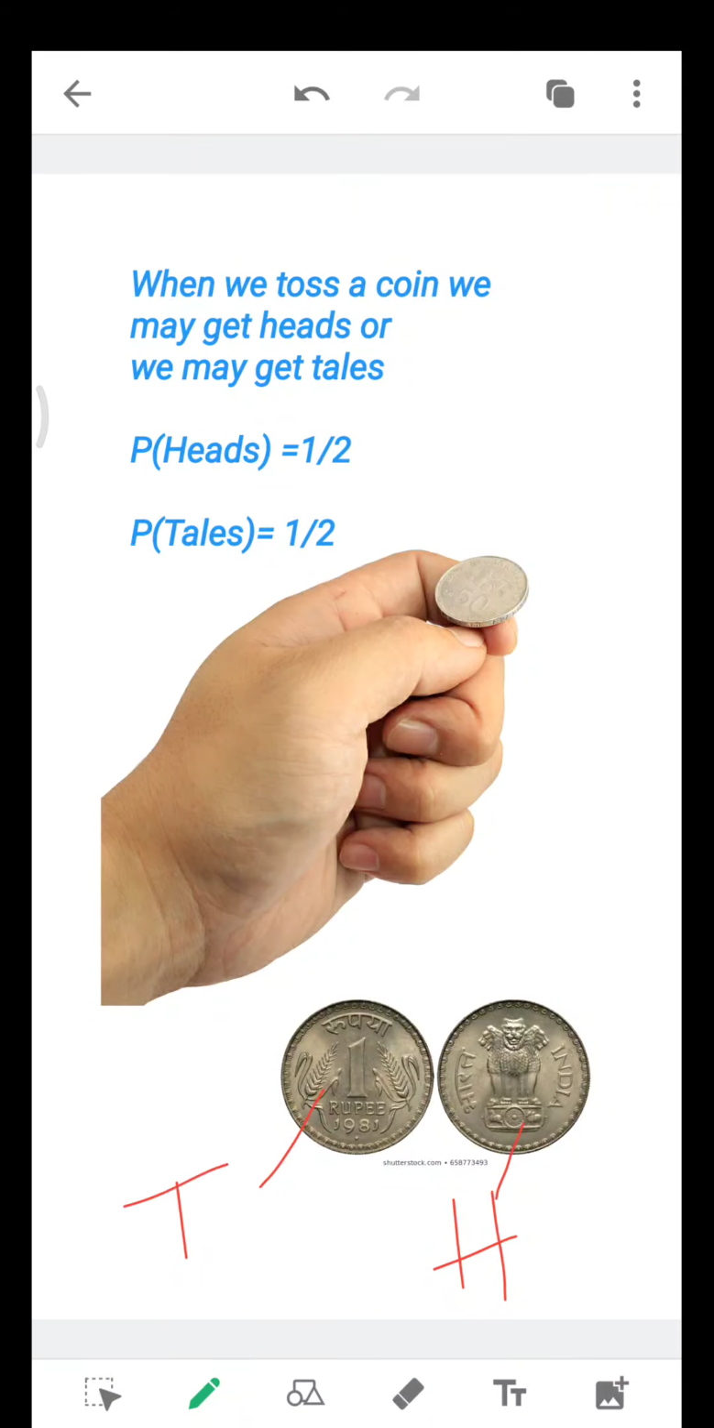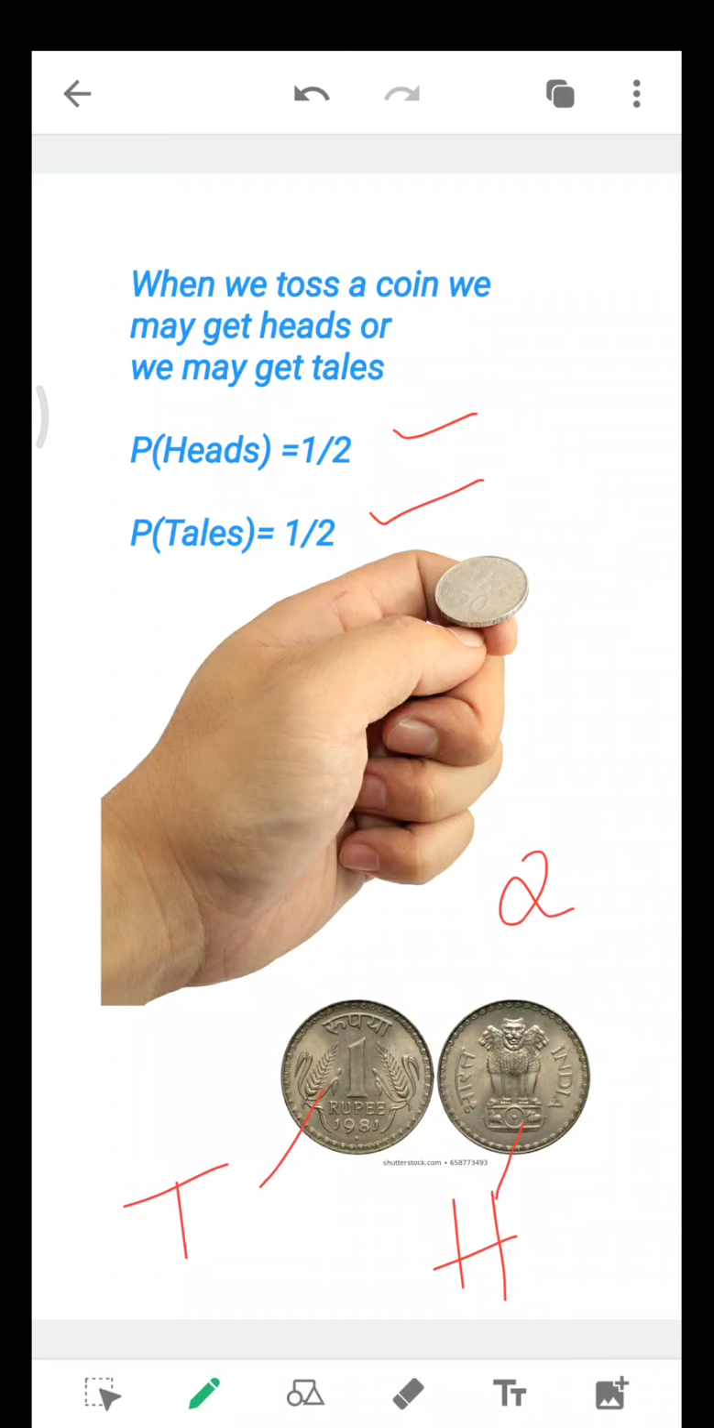Nobody can surely say that I'll get heads. So when we toss a coin, the possible outcomes are heads or tails. So the total number of outcomes here is 2. So the probability of getting heads is 1 by 2, and the probability of getting tails is also 1 by 2. So we can say they are equally likely outcomes.